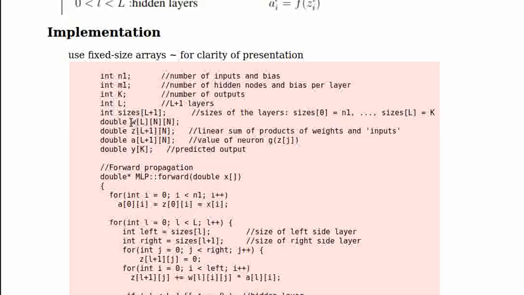And W, indexed by L and N, contains the weights. So there are a total of L plus 1 layers, and L sets of weights in between.